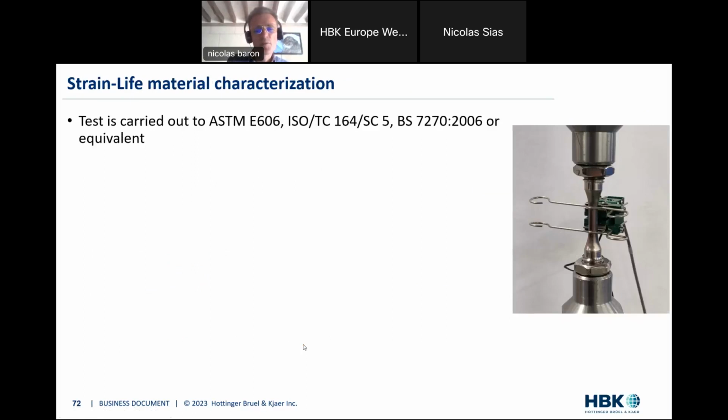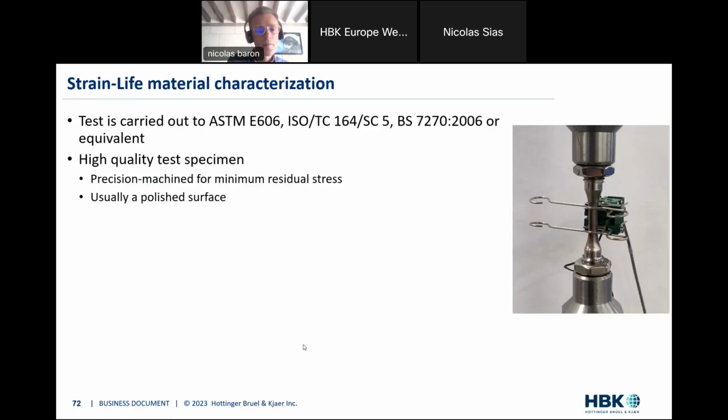So I said it was more challenging to characterize the material in strain life. There are some regulations. We have a lab within HBK that has been doing this kind of testing for many years. People are very knowledgeable, really high experts in this field, because this is really tricky. Again, if you're not from that field, it's very easy to make mistakes. We can do that for you. We have a lab that allows to characterize your coupons, your materials in terms of fatigue.